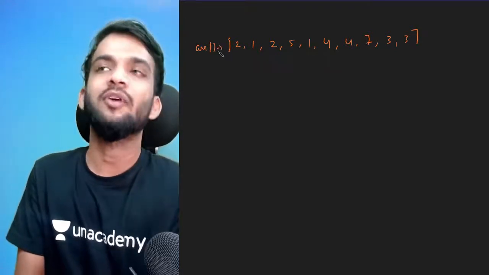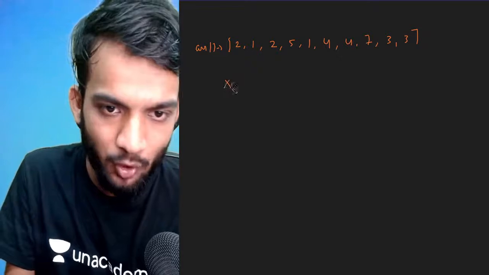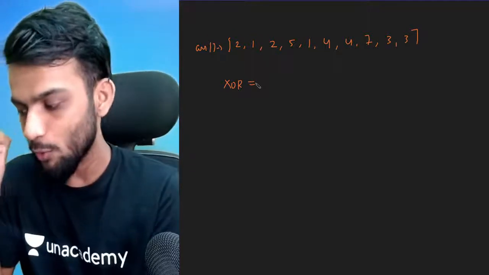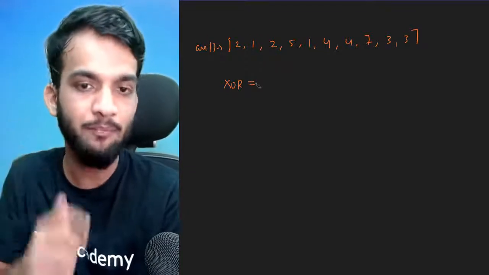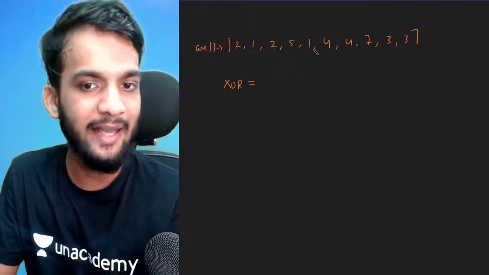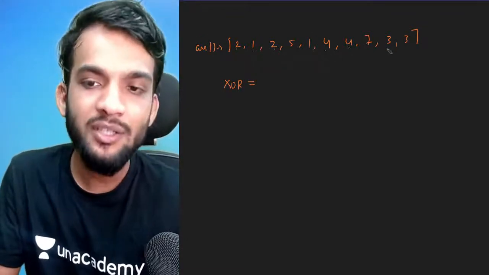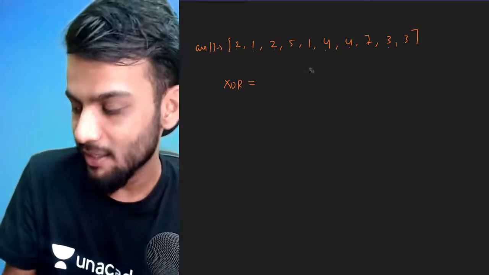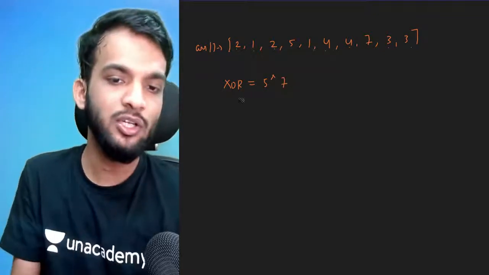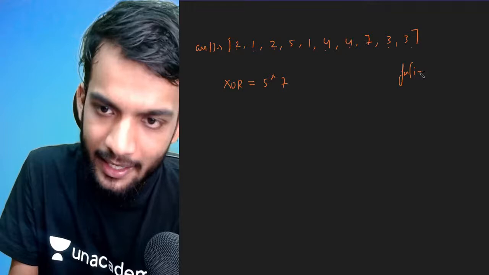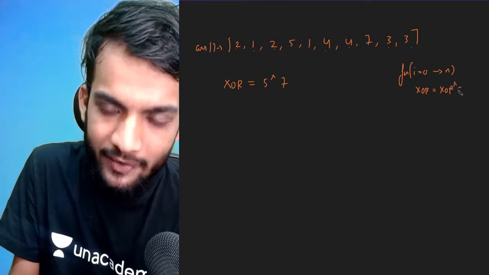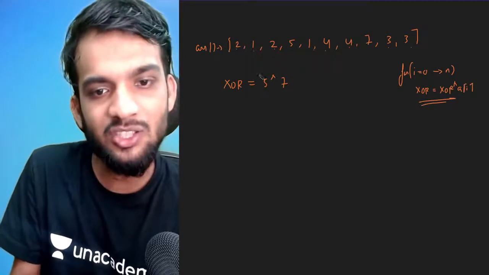Now, what if I do a XOR? What will I get if I do a XOR of all the elements? Can you tell me what I will get? When I do a XOR, 2 XOR 1, 2 will get cancelled. 1 will get cancelled. 4 will get cancelled. 3 will get cancelled. So can I say at the end there will be 5 XOR 7? If you just do for i equal to 0 to n, and XOR equal to XOR of a of i, can I say this is what my XOR will contain?